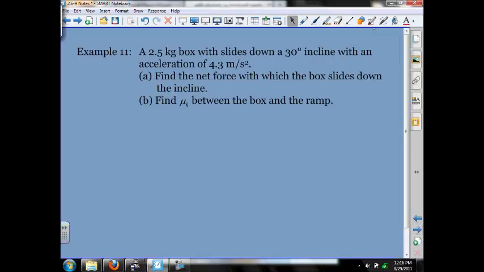Example 11. Another one I want to do together here. It says we have a 2.5 kilogram box sliding down a 30-degree incline. This one has an acceleration. Part A asks us to find the net force of the box as it slides down the incline. How do we do that? This one actually doesn't require a lot of work.